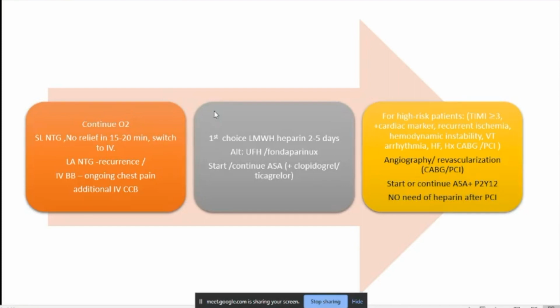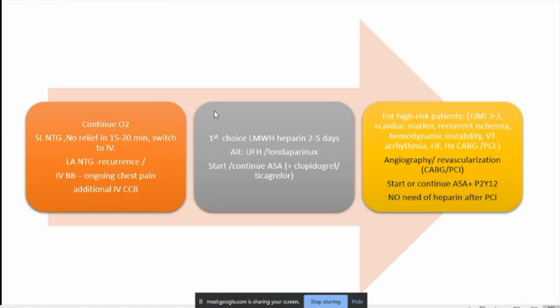So if you notice, the difference is we only do the open heart surgery in non-STEMI patients. We don't do it in STEMI usually. We go with PCI in STEMI. And after the revascularization or after the procedure, we start or continue the patient on dual antiplatelet. And do we have to continue the heparin? No, we don't have to, especially after the PCI.